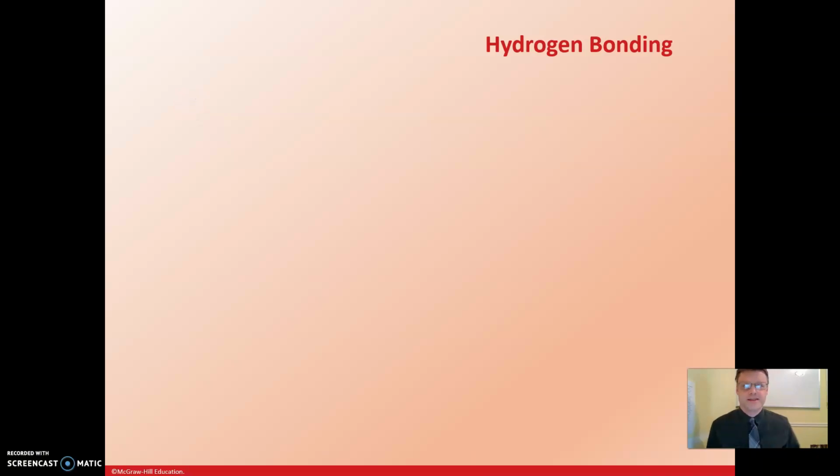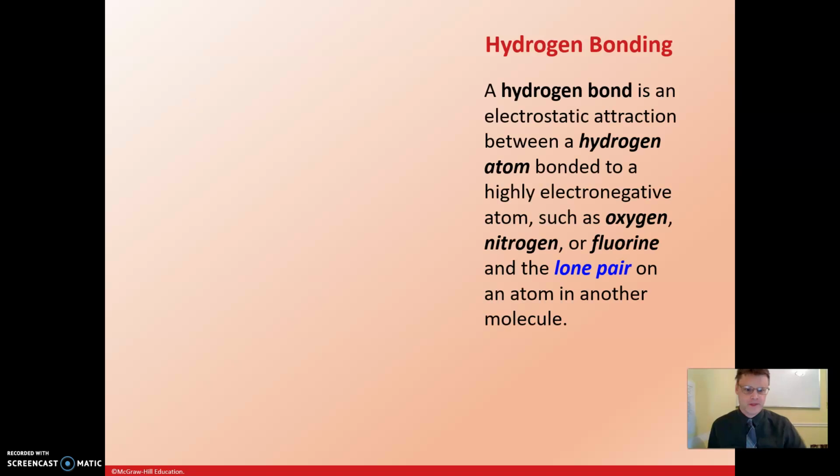Hello! In this video, we're going to look at hydrogen bonding and how it affects some of the properties of water. So a hydrogen bond is an electrostatic interaction between a hydrogen atom, and not just any hydrogen atom, it's a hydrogen atom that's bonded to a highly electronegative atom. So we're looking for a hydrogen atom that's either bonded to oxygen, nitrogen, or fluorine.